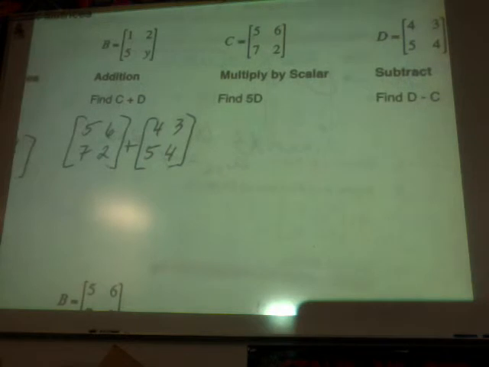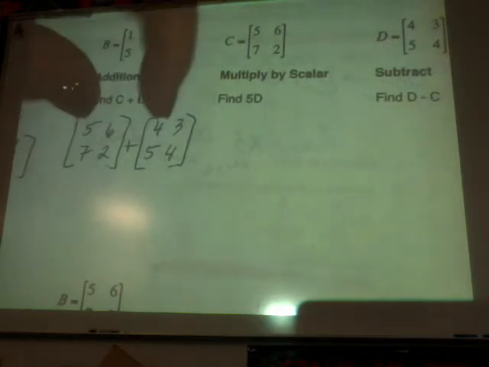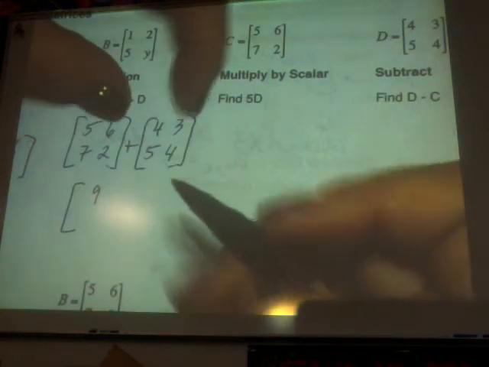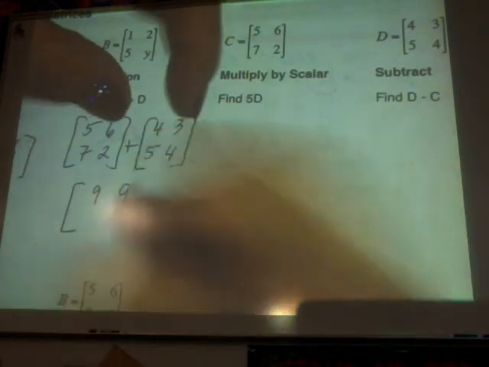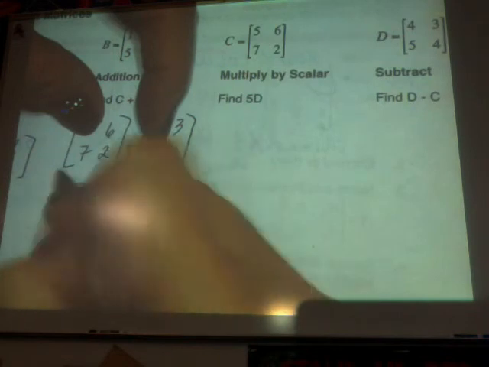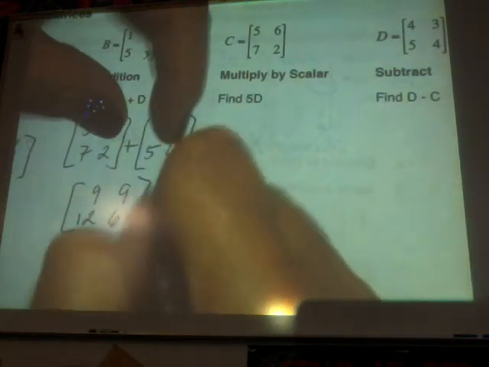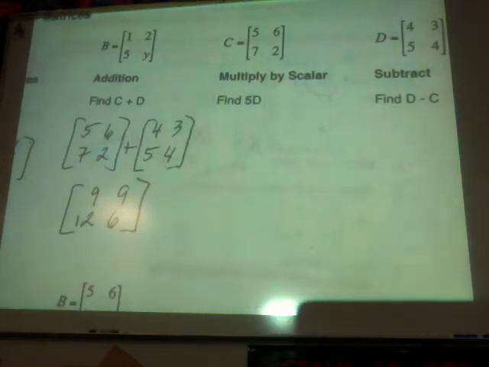So then you need to add the same positions. What's 5 plus 4? 9. 6 plus 3? 9. 7 plus 5? 12. 2 plus 4? 6. Done. So this is my answer.